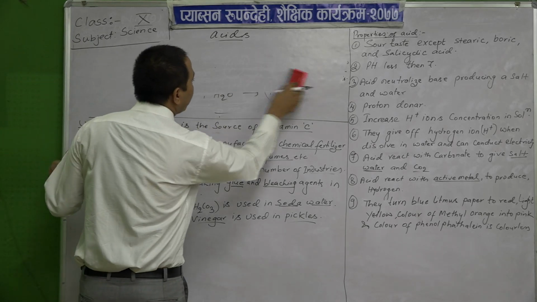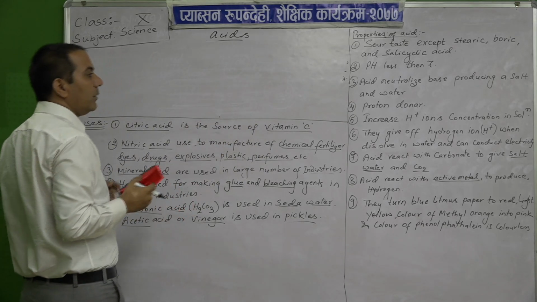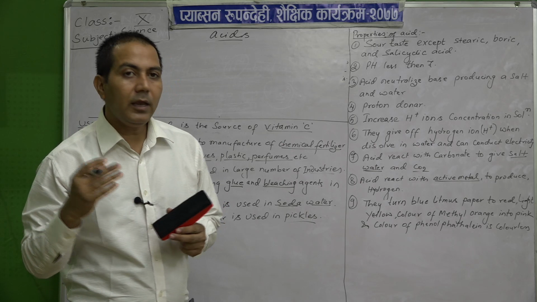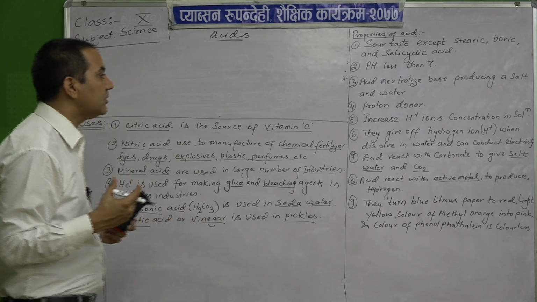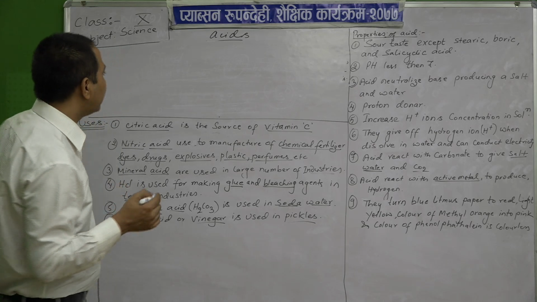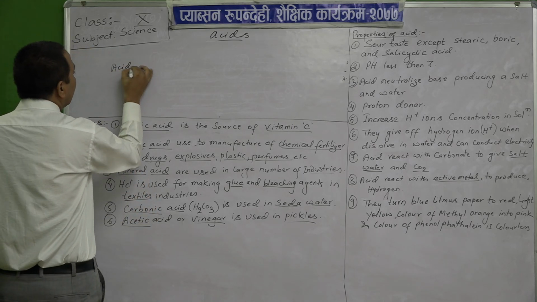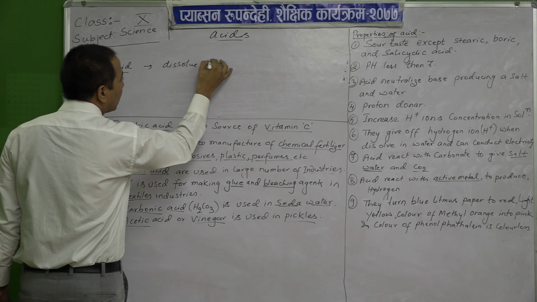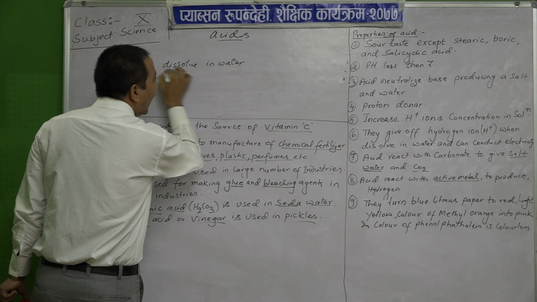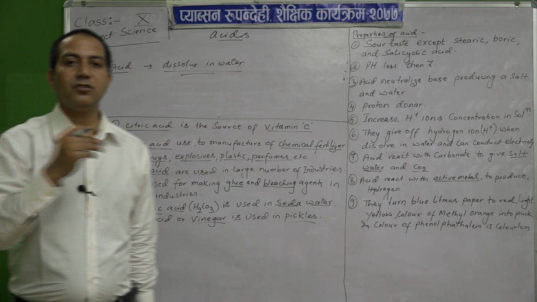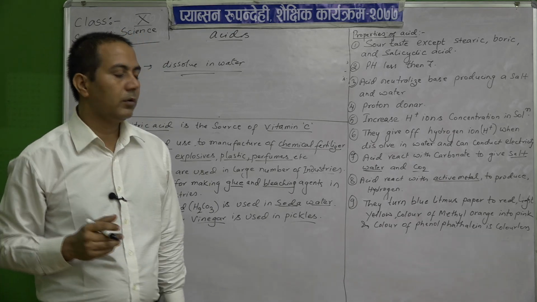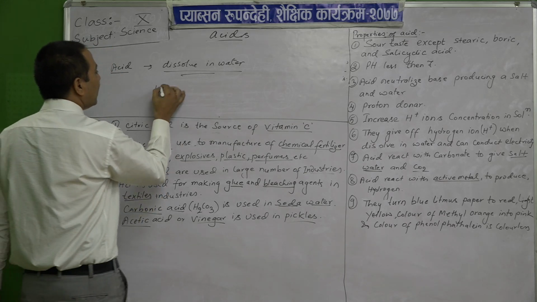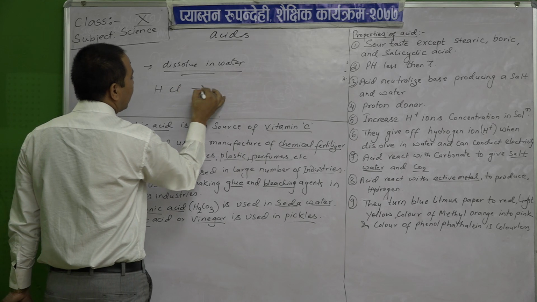Okay. Then the next one, positive charge. Proton means positive charge. Then the next one, increase in hydrogen ion concentration in solutions. So acids, when dissolved in water or any other solution, increase the hydrogen ion concentration. I give the example itself, that HCl, that gives what?